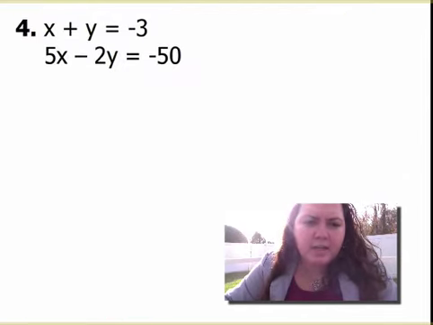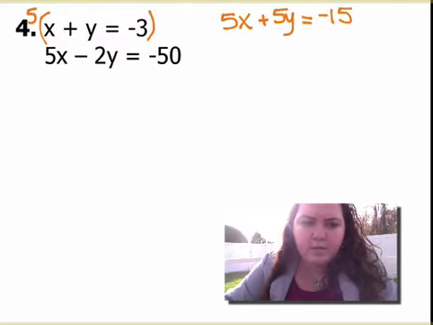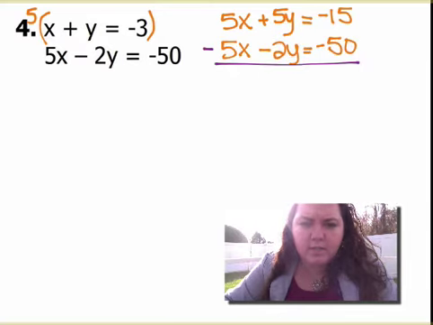Alright, and this one, again, it's all lined up, but none of the coefficients match. So I have a choice. I can either multiply by 5, or I can multiply by negative 2. I'll go ahead and multiply by 5, so that my x's will cancel. There are my new equations. They have the same sign, so I'm going to subtract.